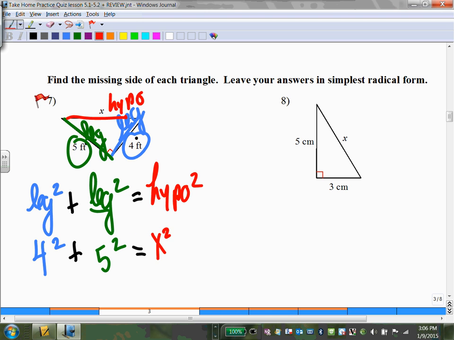equals hypo squared. It says right here, leave your answers in simplest radical form. So when you get your radical, whatever it is, you simplify it. If it's perfect, it'll just be a number. If it's not perfect, you're going to end up with a number square root of something. And if it's prime, it just stays under the something. So finish from there.